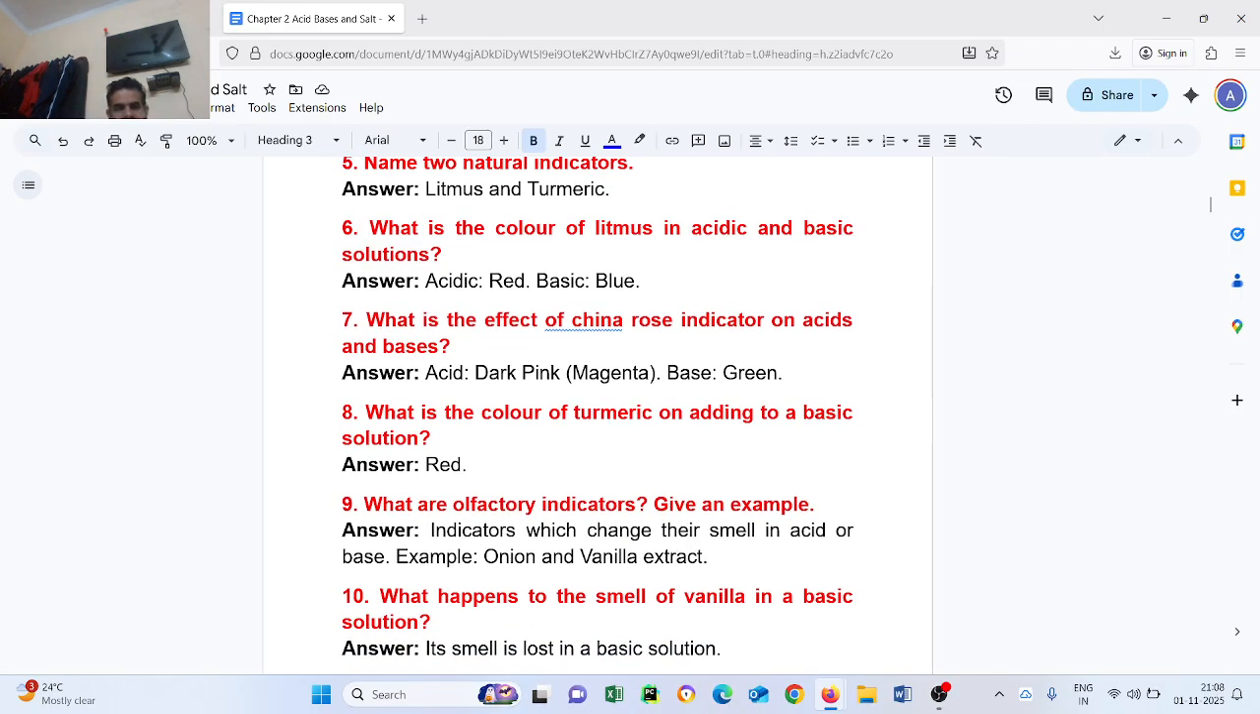Question number 9. What are olfactory indicators? Indicators which change their smell in acid or base. Example: onion and vanilla extract.